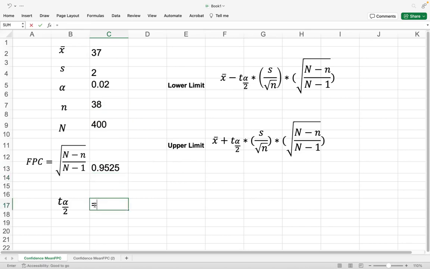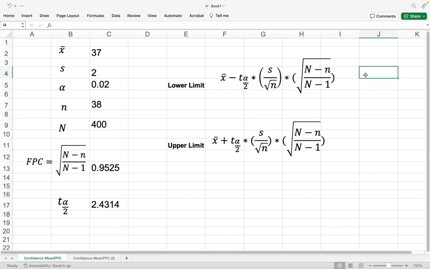Alpha divided by 2 can be found by T inverse 2 tail, and then alpha and degree of freedom. Degree of freedom is always sample size minus 1. We have T alpha divided by 2.